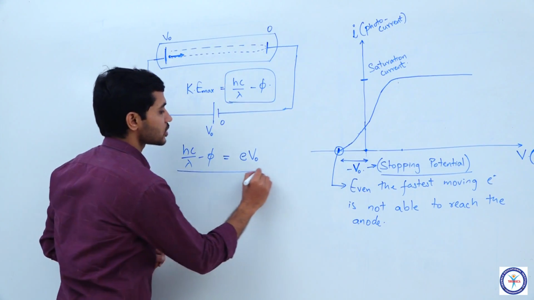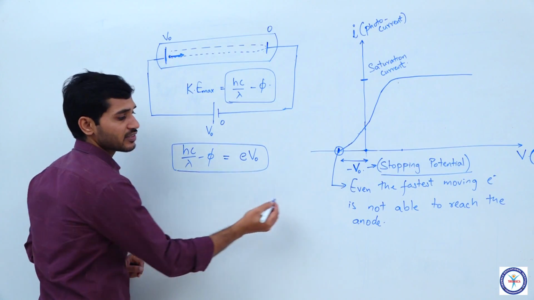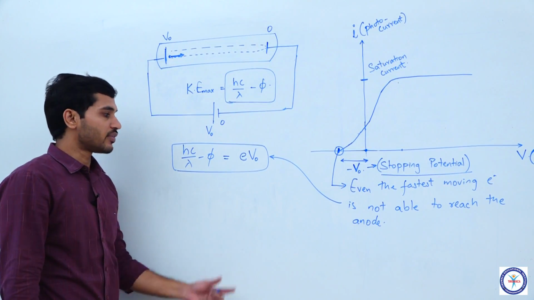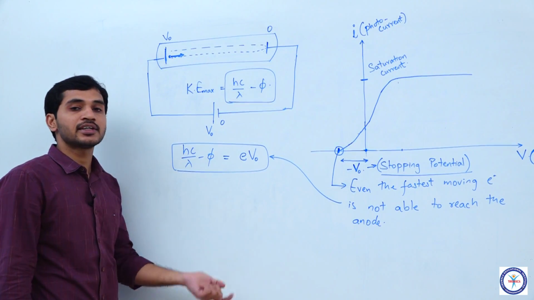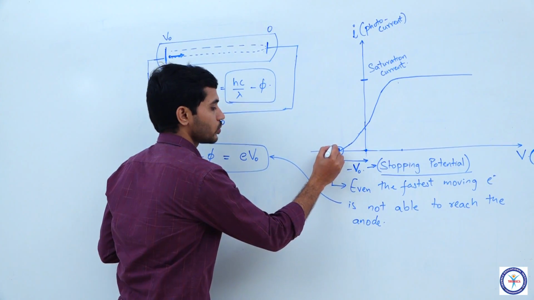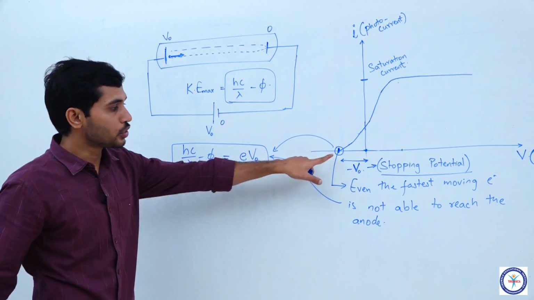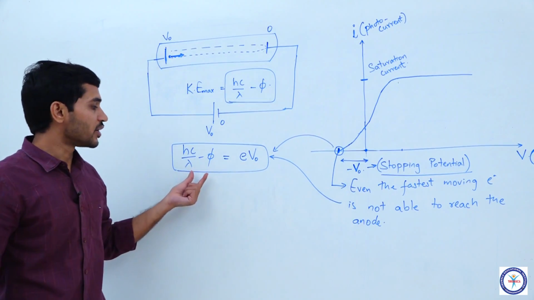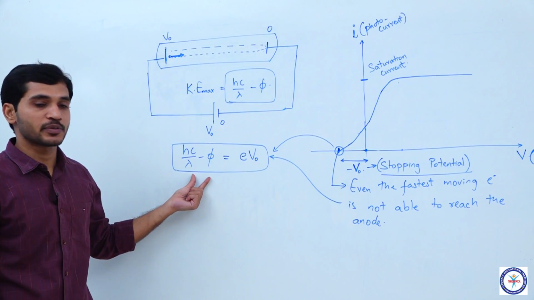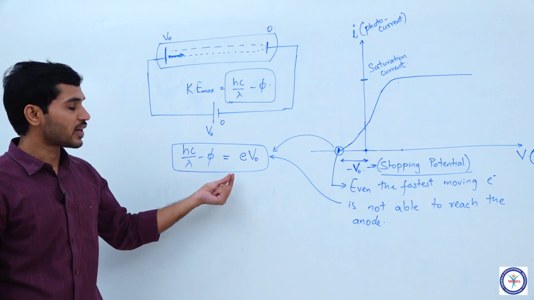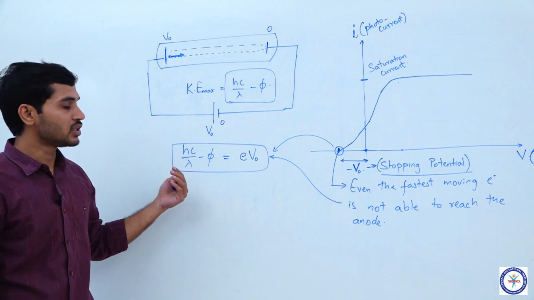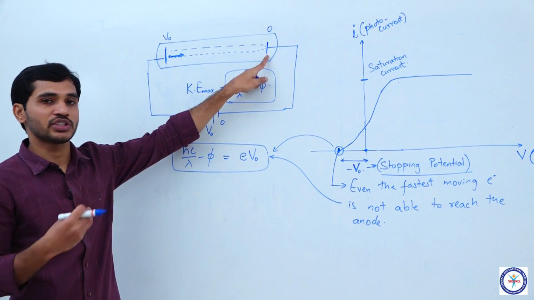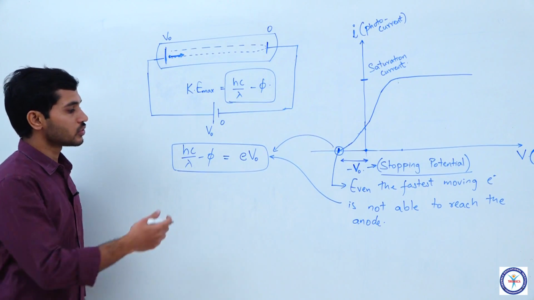So, this is the condition that even the fastest moving electron is not able to reach the anode, and whenever this condition is met, the current in the circuit becomes 0. Whatever I have shown you in the graph, and whatever I have written here in the definition, is ensured by this particular expression: hc by lambda minus phi, which is the maximum kinetic energy, is completely getting converted into potential energy just before reaching the anode.